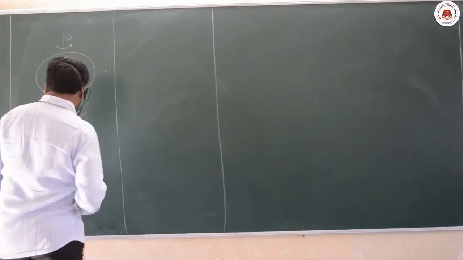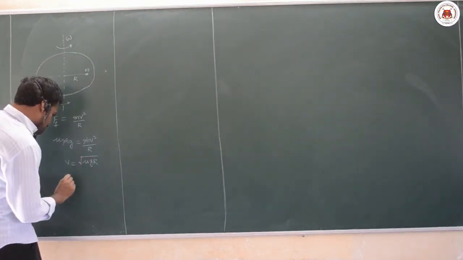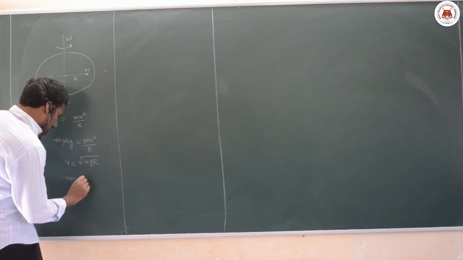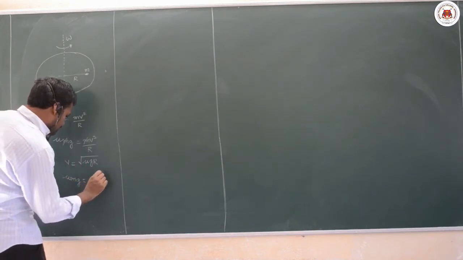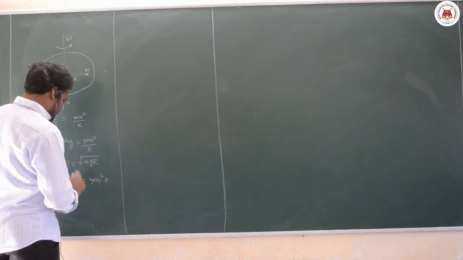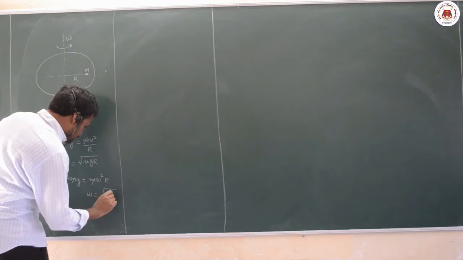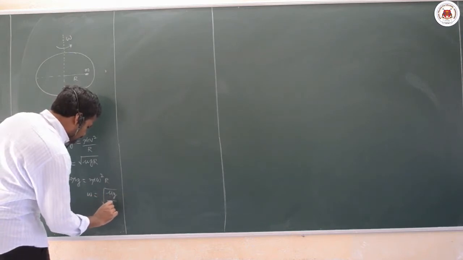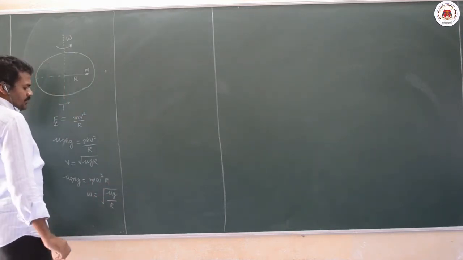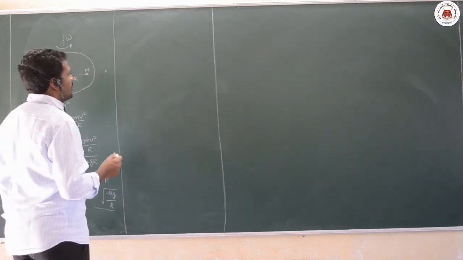Now, what is the angular velocity with which it can rotate? From before, you can take mu m g is equal to m omega square r. m and m will get cancelled. Omega is equal to under root of mu g by r. Okay, this is another example.